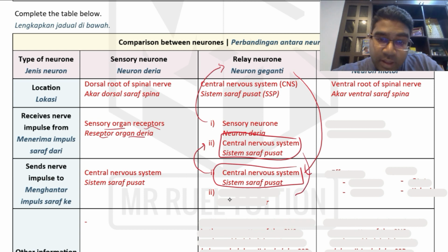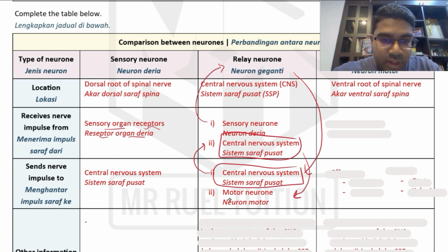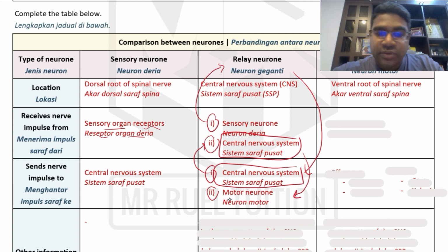Akhir sekali dia akan hantar kepada siapa? After that it sends nerve impulse to who? Then it sends nerve impulse to the motor neuron. Neuron motor pula. Okay, saya harap ini jelas. Saya sudah label 1 dengan 2. So 1 hantar kepada 1, 2 hantar kepada 2. 1 sends to 1, 2 sends to 2. Okay, alright.